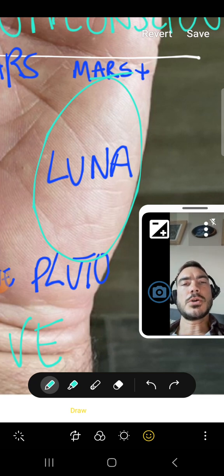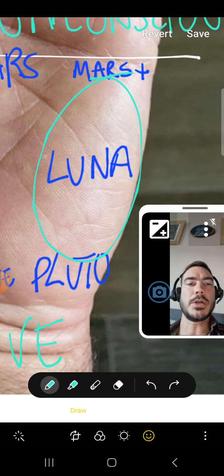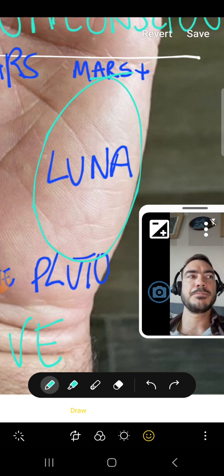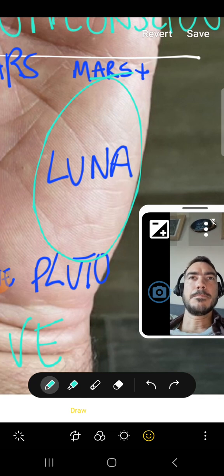So it's often said that someone with a developed lunar mount is someone who likes being by the water, and water is forever associated with inspiration, especially in Celtic lore and mythology. Just thought that was an interesting tie-in there.